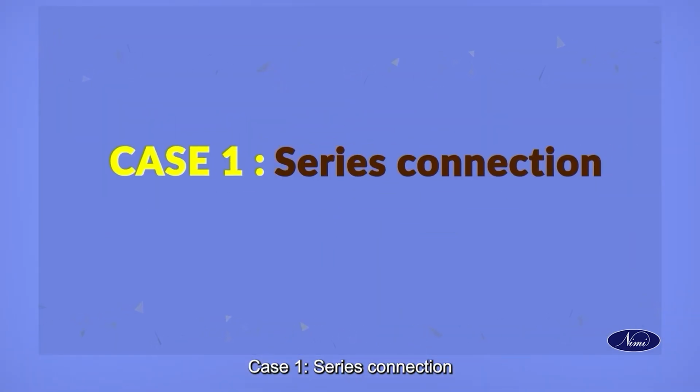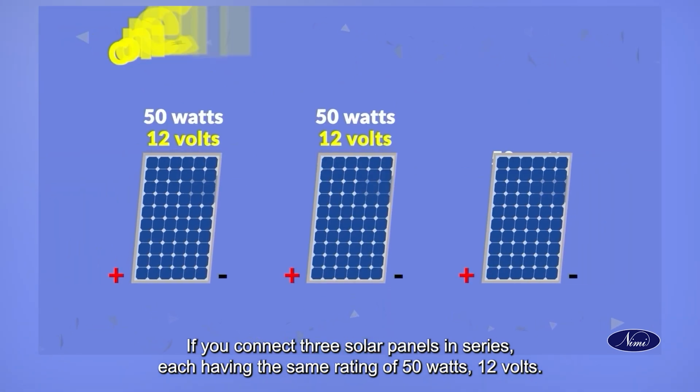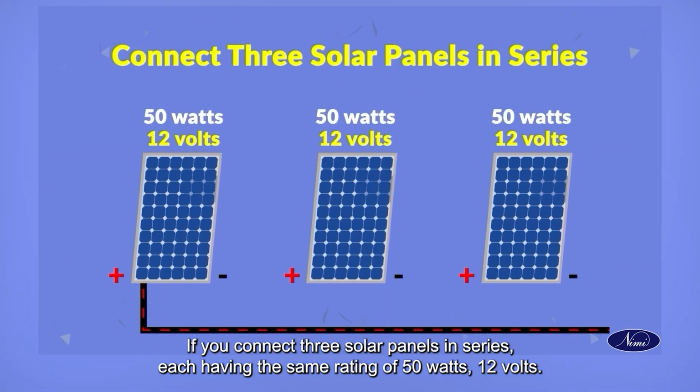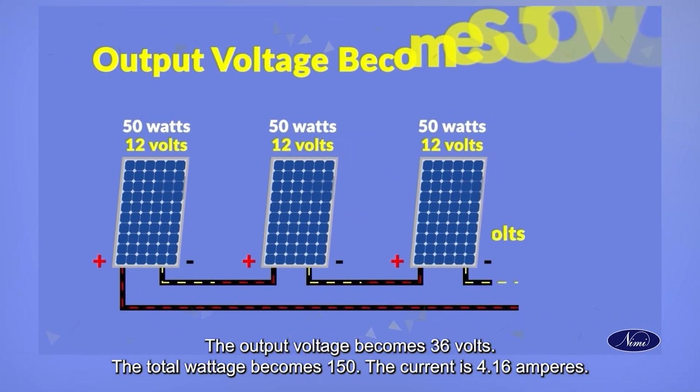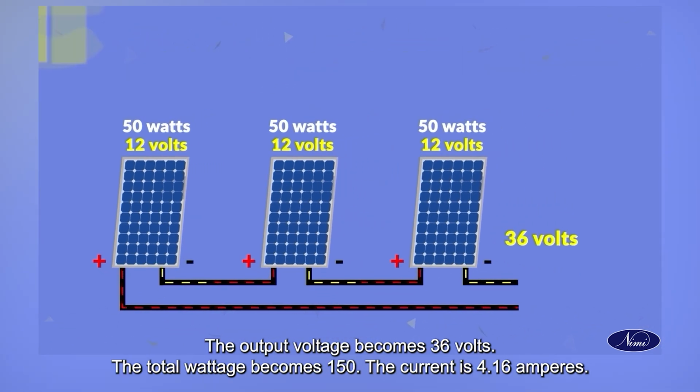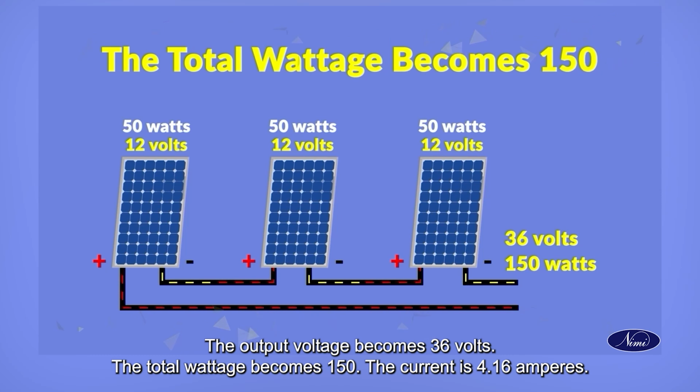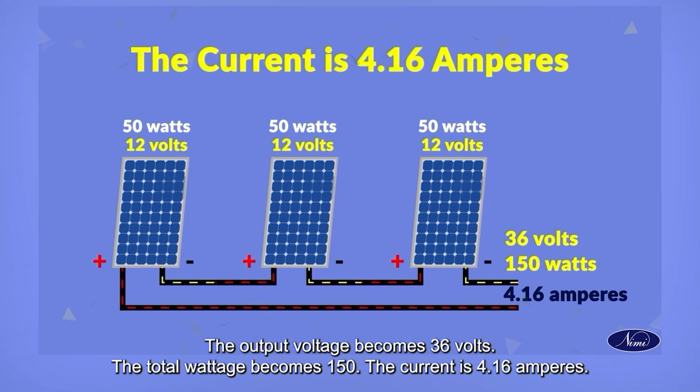Case 1, series connection. If you connect 3 solar panels in series, each having the same rating of 50 watts, 12 volts, the output voltage becomes 36 volts. The total wattage becomes 150. The current is 4.16 amperes.